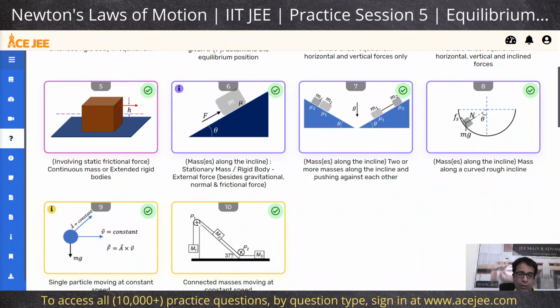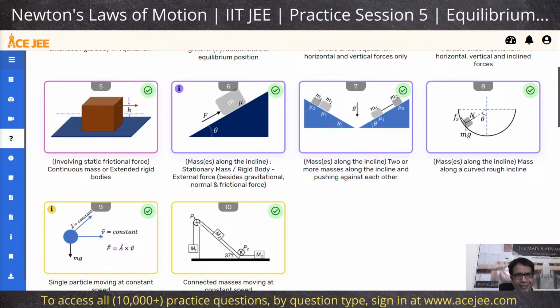So, child, till yesterday we finished question type number 5 and 6. So what did we see in them? We came across situations wherein in 5 you had a rigid body whose length, breadth, and width are significant, and we understood how to apply the equilibrium condition: the sum of all the forces along the horizontal and along the vertical to be zero, and the sum of the torques around the z-axis to be zero.